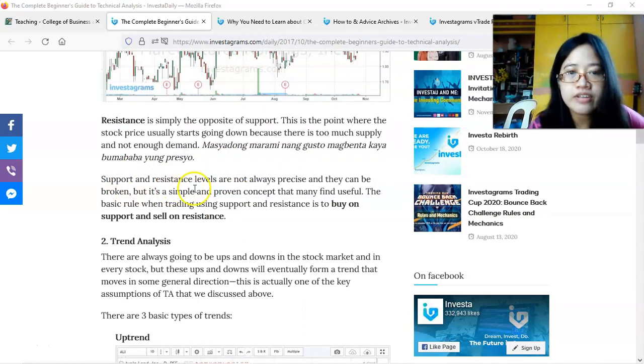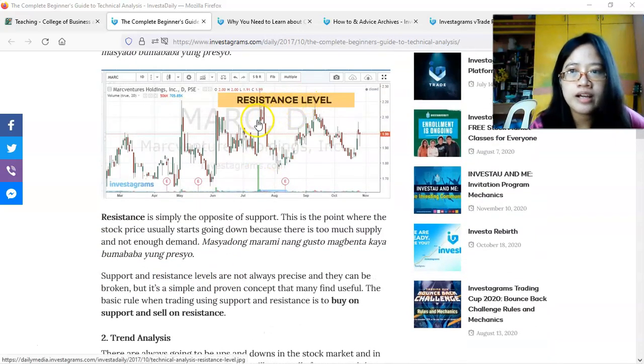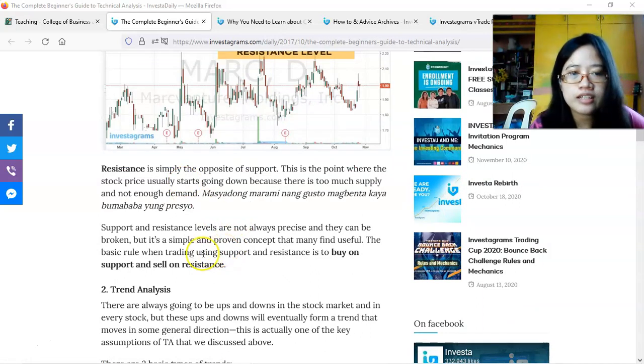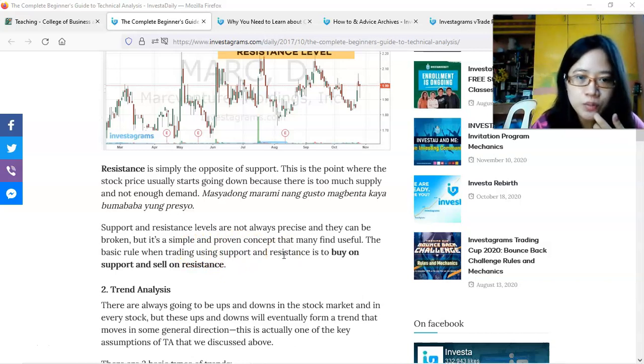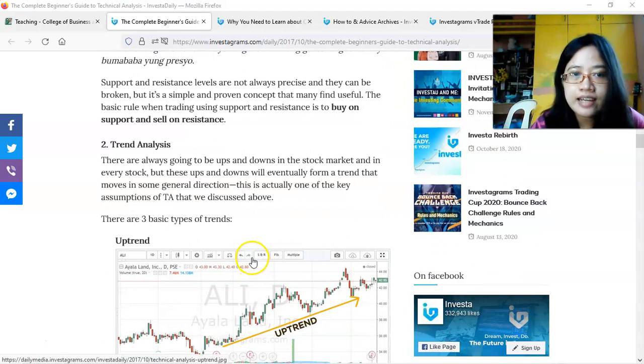Support and resistance levels are not always precise and they can be broken. Okay? Minsan, yung iba, wag muna natin ibenta, baka sakaling tumaas pa ng mas mataas. So, yun. There's a possibility na tataas pa nga naman. But it's a simple and proven concept that many find useful. The basic rule when trading using support and resistance is to buy on support and sell on resistance, or buy low, sell high.